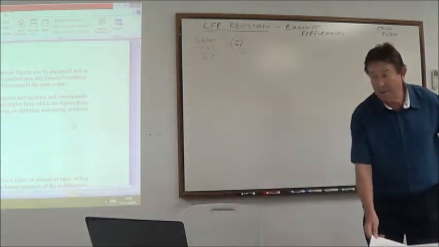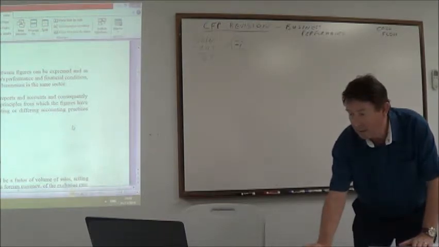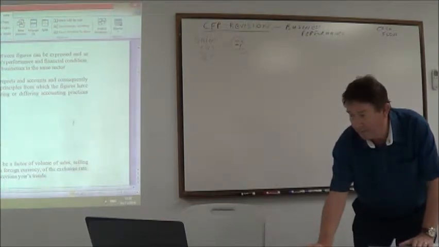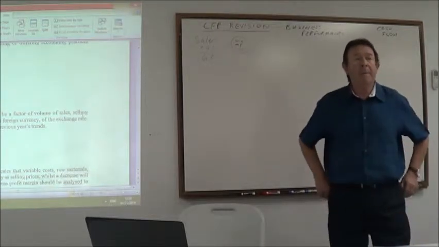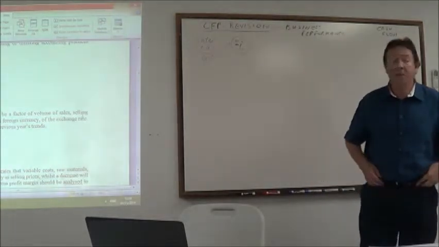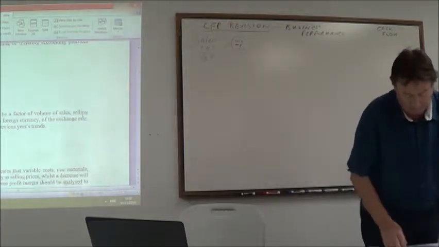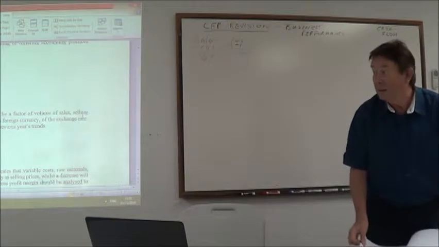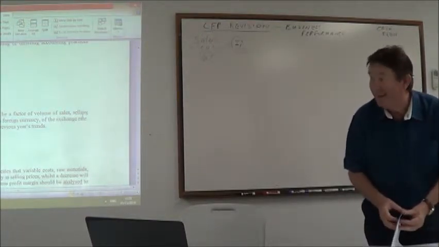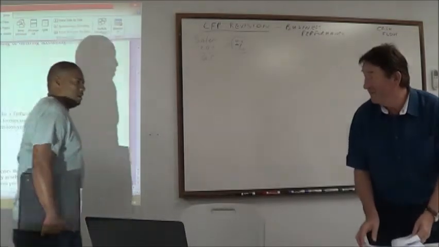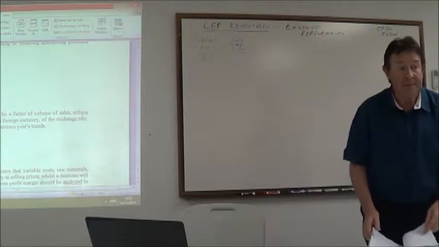Okay, so ratio number 1 on page 5 was the sales growth, which we get by taking sales in year 2 minus sales in year 1, and then divided by sales in year 1 multiplied by 100, and that will give us the growth percentage.